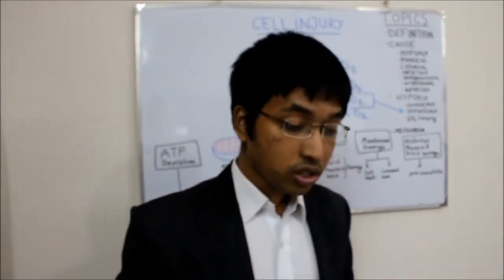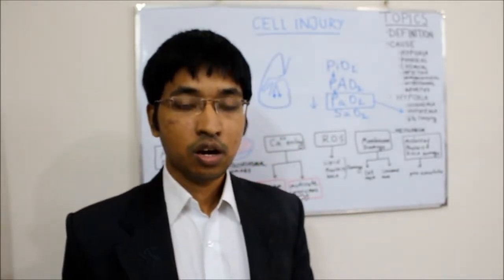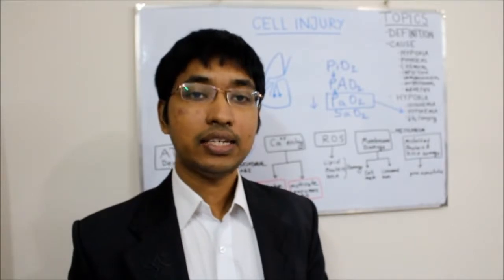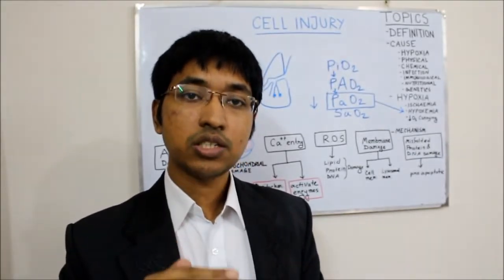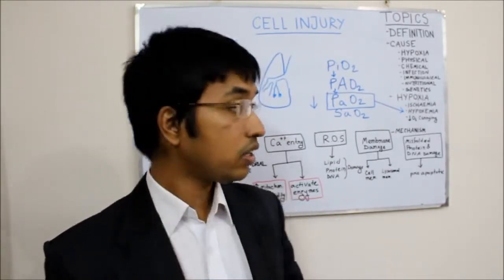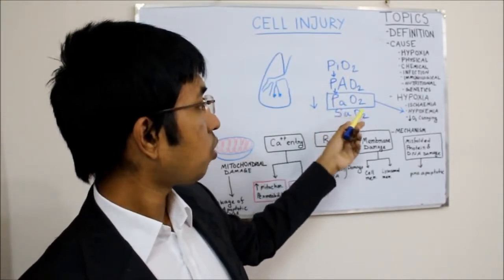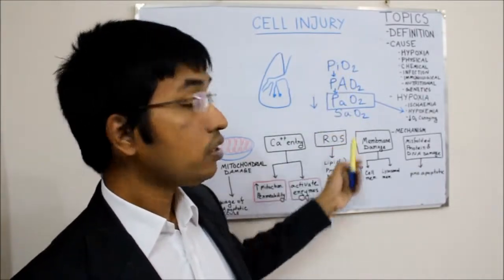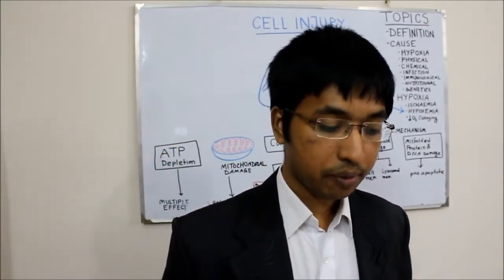So what are the causes when we have a reduced amount of inspired air? The most important cause is, of course, high altitude. In high altitude, the amount of oxygen in the inspired air will be less than normal. As a result, the entire chain, P big A O2, P small a O2, all will be reduced. So that's one cause of hypoxemia.